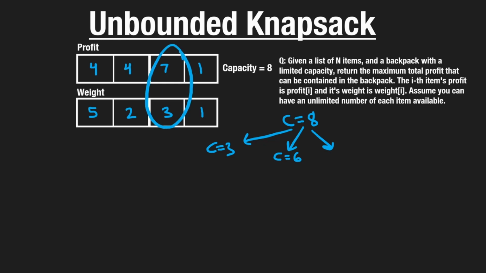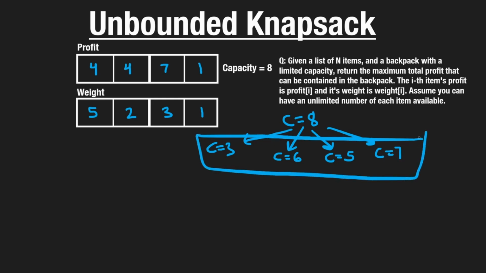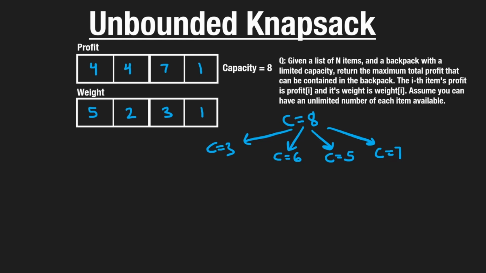We can also choose the third item. We'll have a capacity of 5 left. If we choose the last item, we'll have a capacity of 7. So we're not actually skipping any of these, which maybe is more intuitive for you. And then for each of these branches, actually, we're going to do the exact same thing. This is also one way to go through every single possibility. So here we would have 4 branches for every single item.